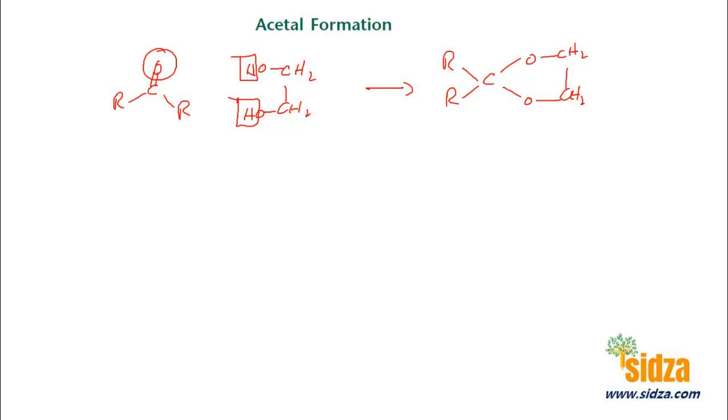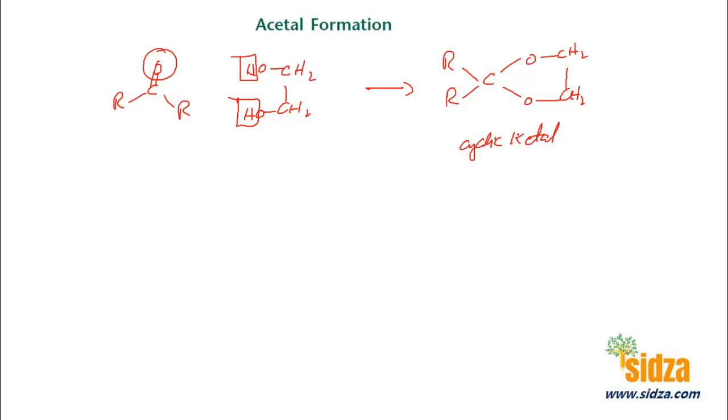The mechanism is again similar to what we find for the acetal, right? First, one of the OH groups will attack it, and then there will be a replacement of this OH group by the other hydroxyl from the same molecule, and you get a cyclic ketal here. This is what we call a cyclic ketal.